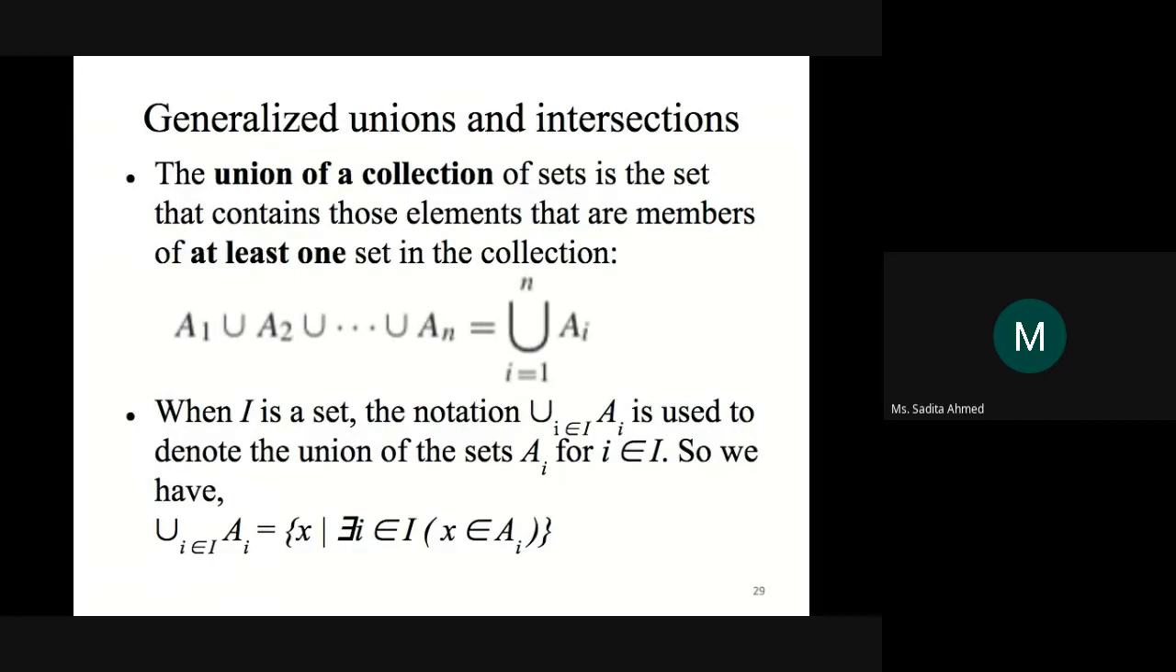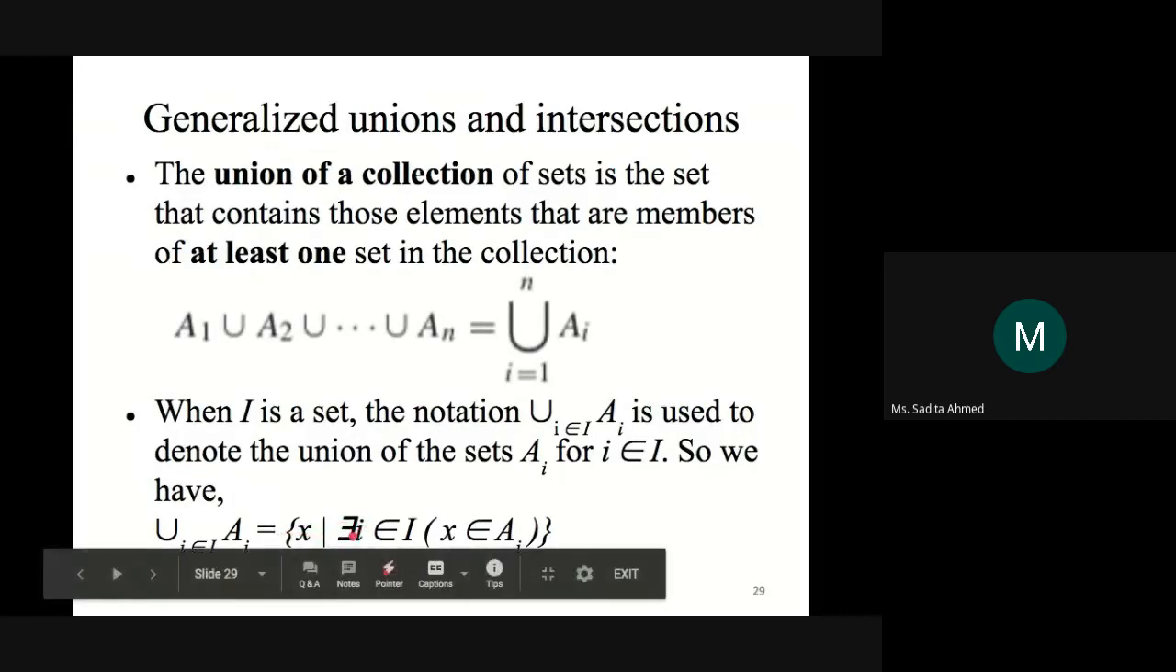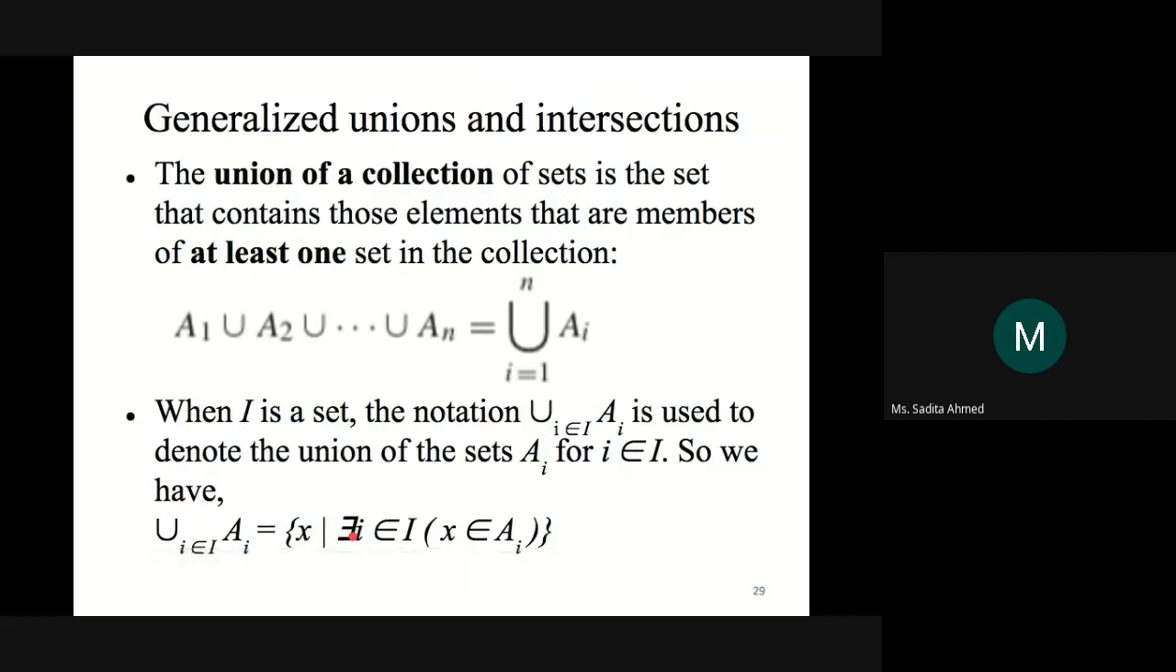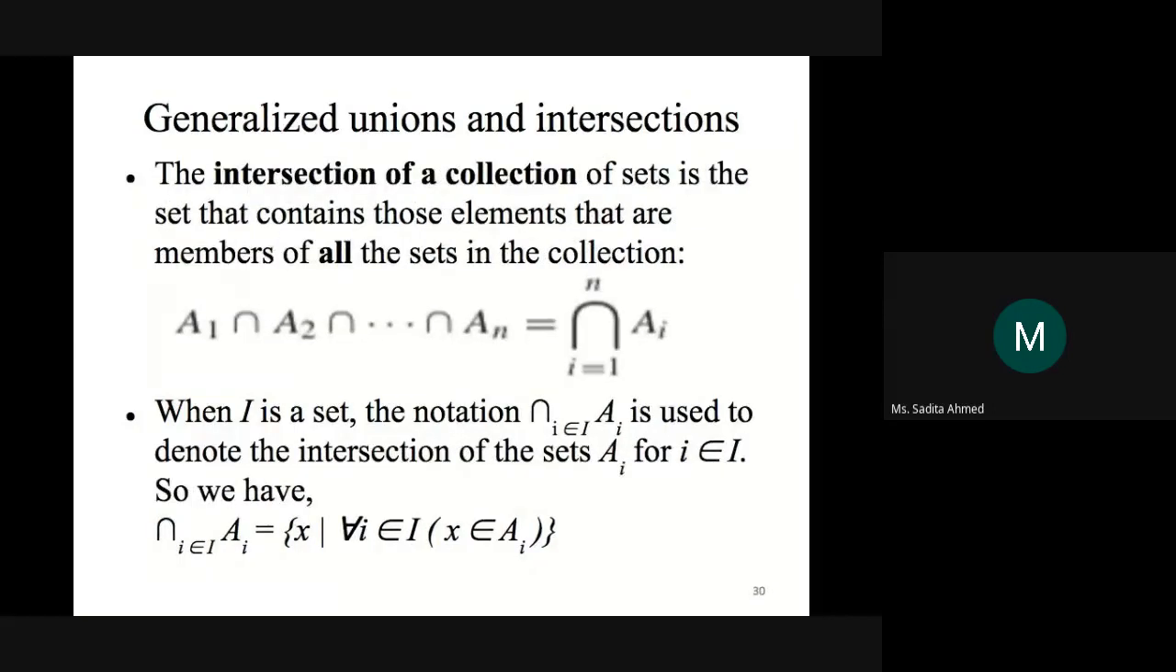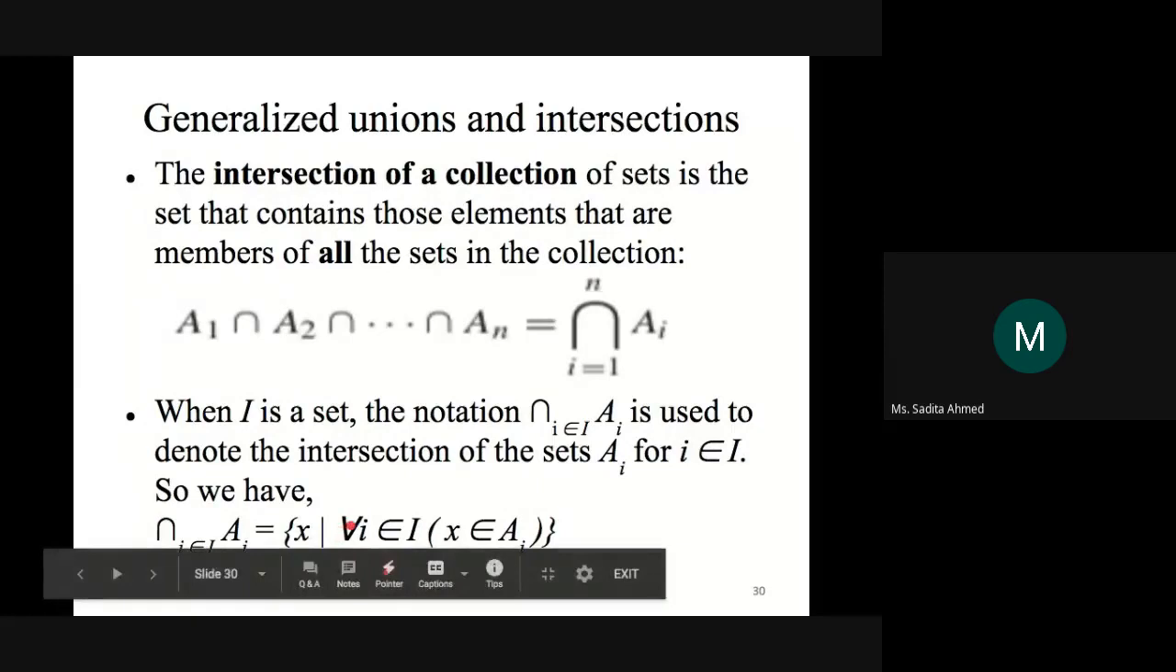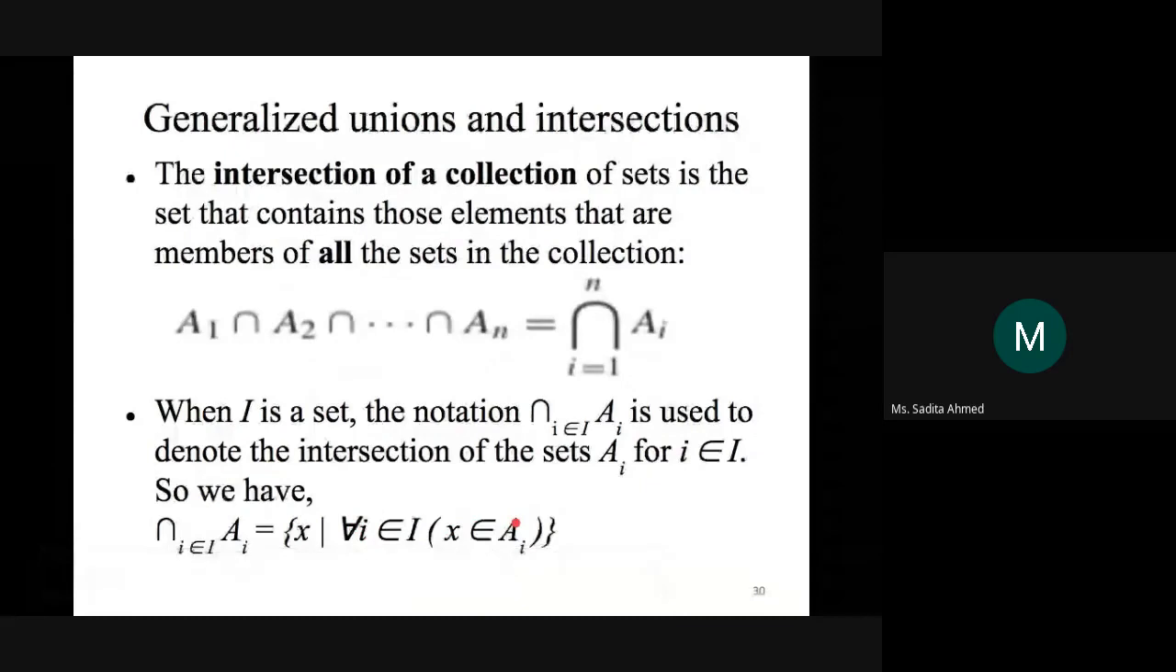So there we cannot use the existential quantifier. Do you guys have any suggestion about what we will use instead of the existential quantifier then? It's the universal quantifier. Yes, exactly. So instead of the existential quantifier, we will use the universal quantifier here, because we want to say that for all I, that is for all the indexes, x has to be present in AI.